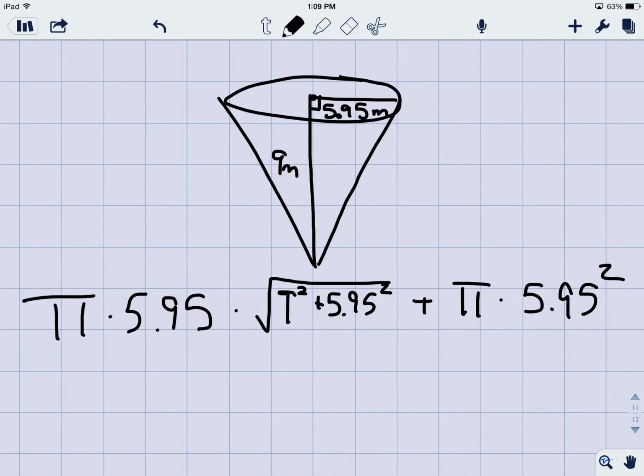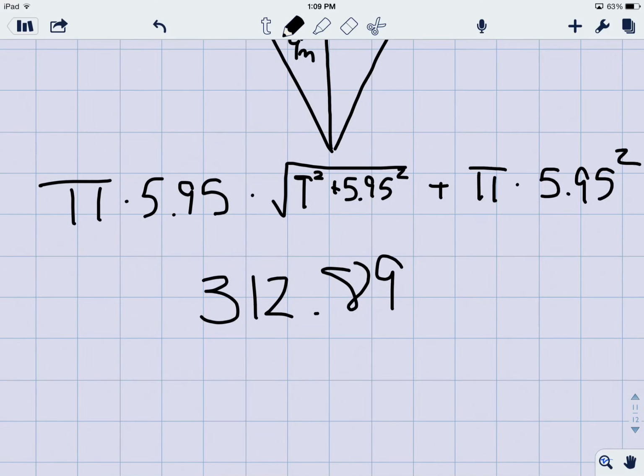Okay, what did you guys get? I got 312.9. I got 10.7 meters squared. I got 312.89 without rounding. So if we round it to the nearest tenth, we get 312.9 meters squared. If you did not get this, that would be the surface area.